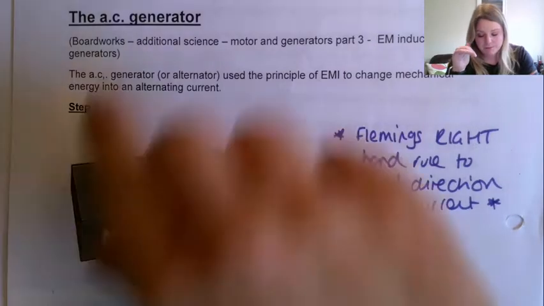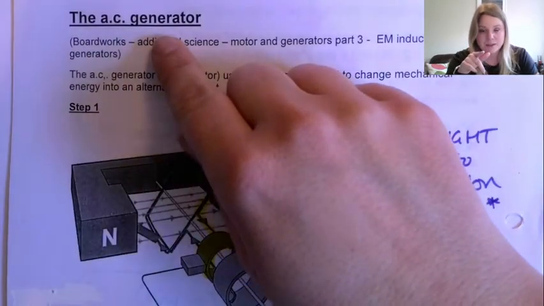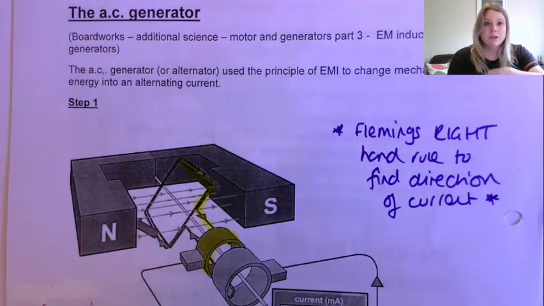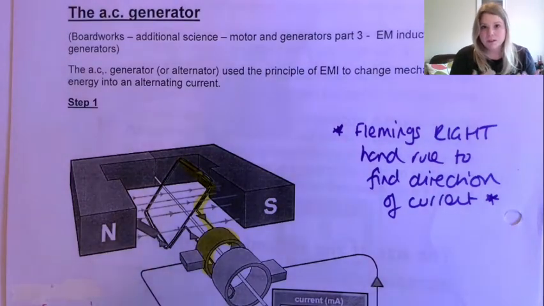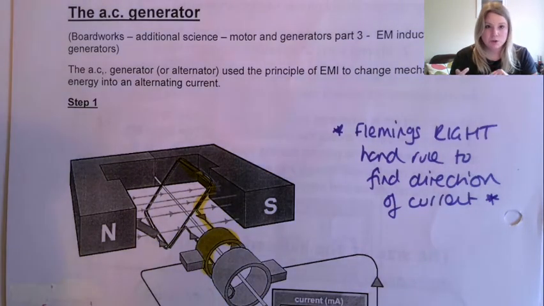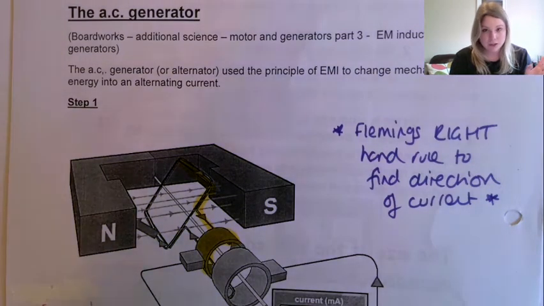This, however, the AC generator, is the opposite. So in this case, we are taking something which is moving and we're using that movement to produce electricity. So we're taking mechanical energy and we're changing it into electrical energy. So the two things are complete opposites of each other.